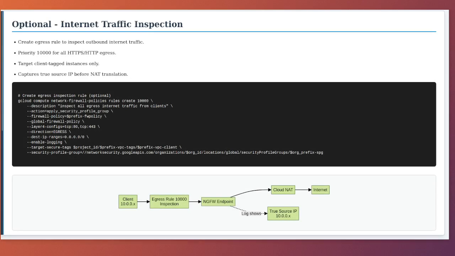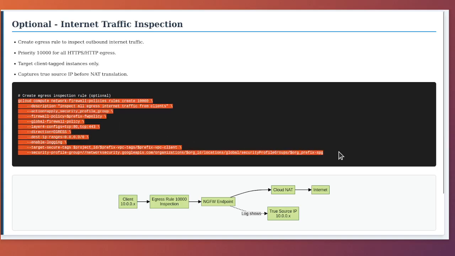Optional internet traffic inspection. The inspection we configured so far covers intra-VPC east-west traffic and inbound north-south traffic. Optionally, you can also inspect outbound internet traffic by creating an egress rule. Back in Cloud Shell, create a new rule at priority 10,000.